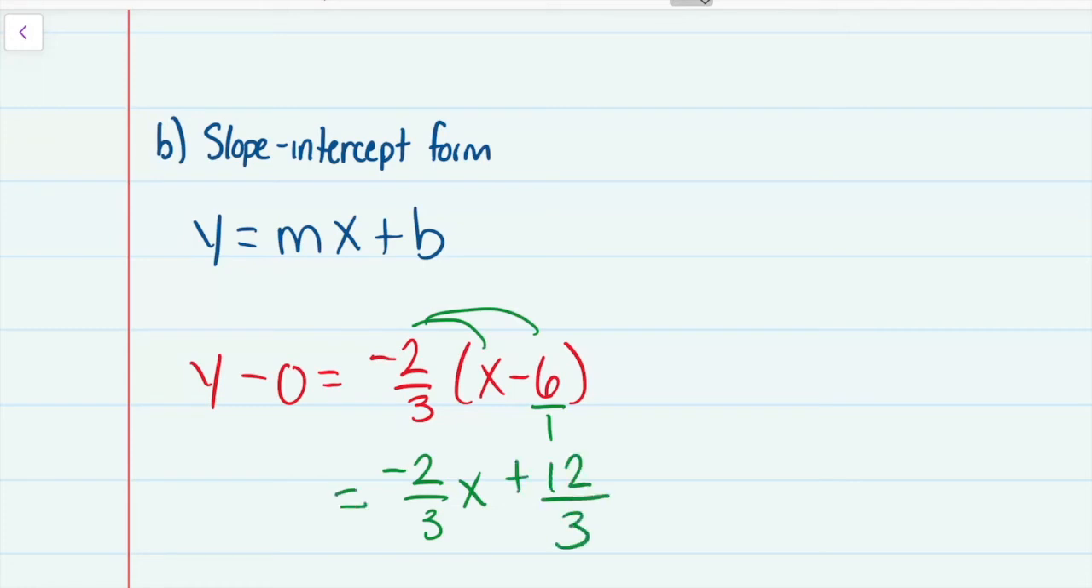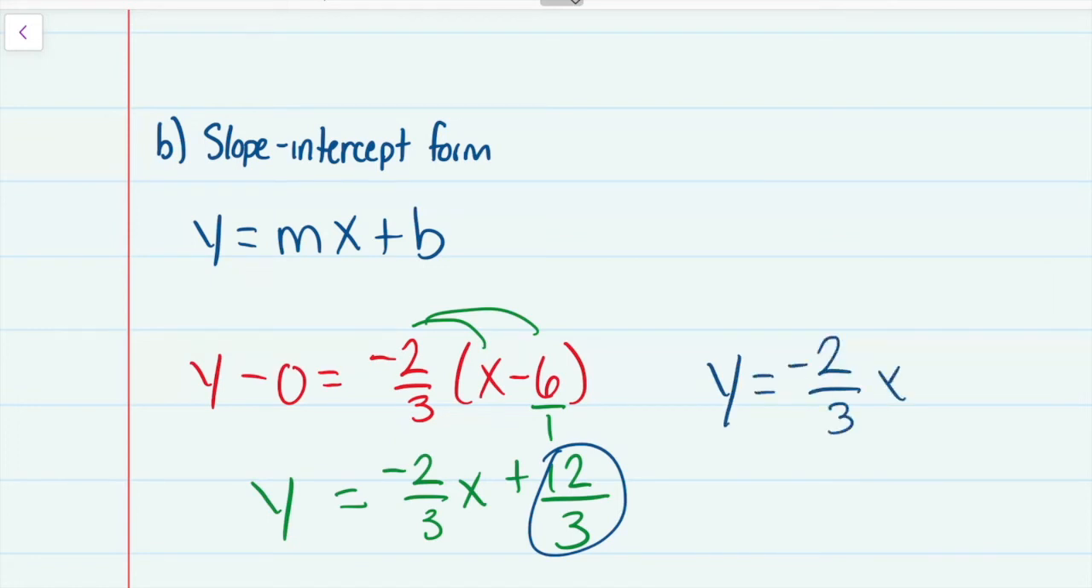And guys, y minus 0 is just that y. And if I were to simplify a few things here, guys, what's 12 over 3? Isn't that the same thing as 4? So my answer would be y equals negative 2/3 x plus 4. And that's my equation in slope intercept.